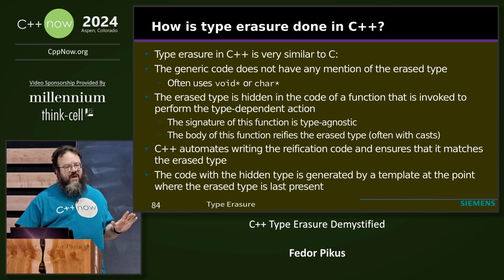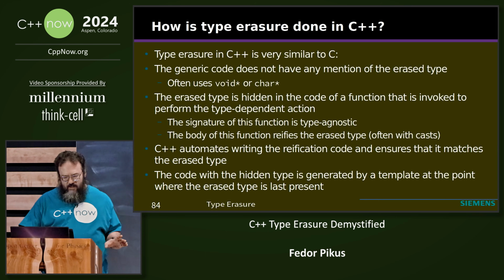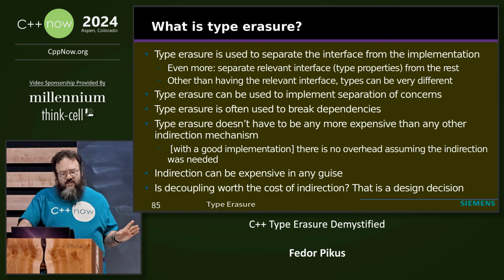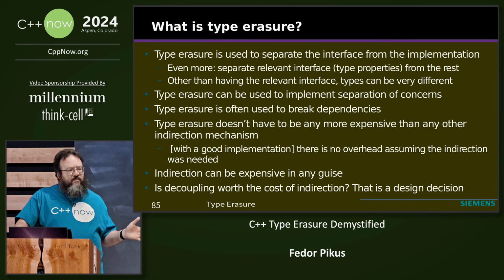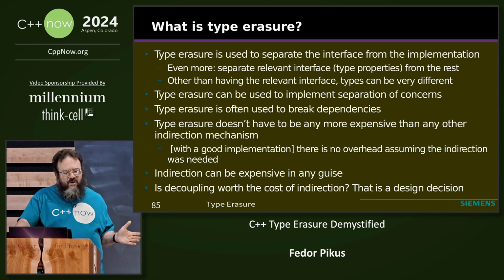C++ just makes it correct by construction, so you can't make mistakes. In terms of the application, it's an abstraction pattern, or a decoupling technique. It does the abstraction or the decoupling at the cost of indirection. When properly implemented, it's as fast or as slow as pretty much any other indirection.